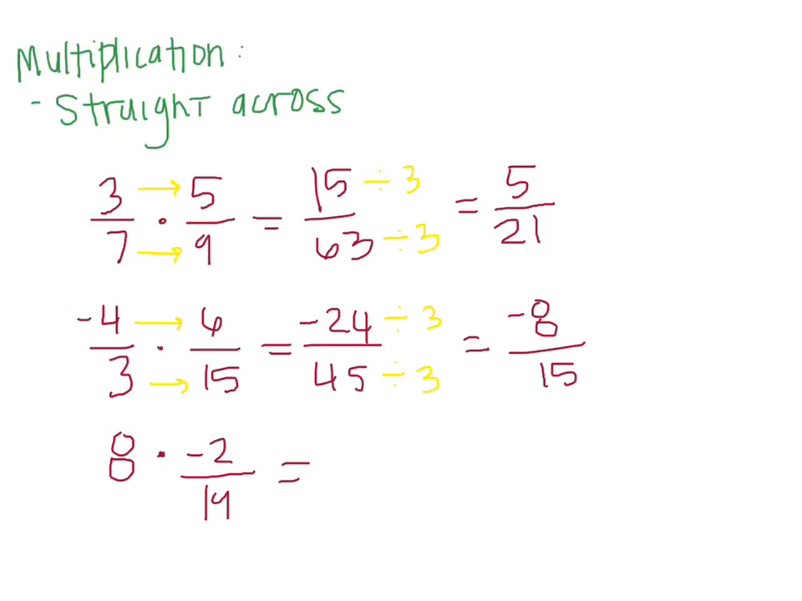Okay, so we have negative 2 over 19, and we are multiplying that by 8. You can think of 8 as a fraction, 8 over 1. That's exactly what it is. That's saying we have one whole thing, and we have that whole thing 8 times. So 8 wholes of 1.